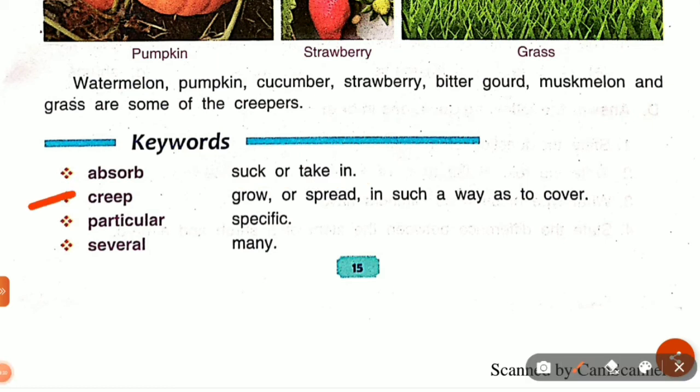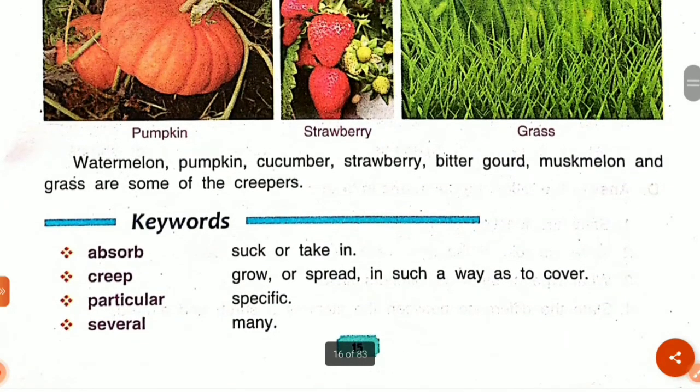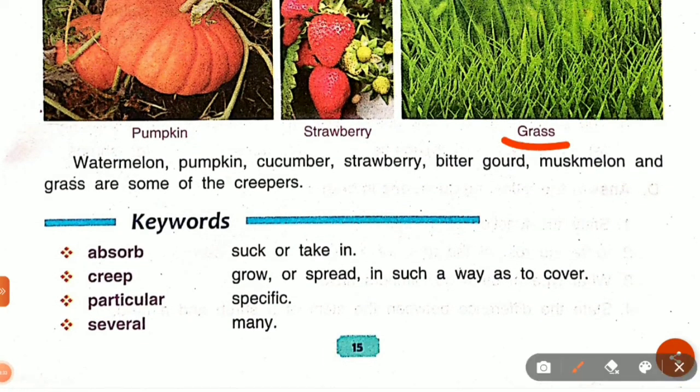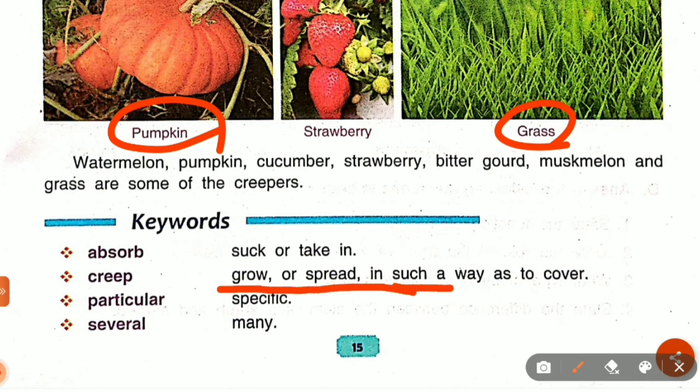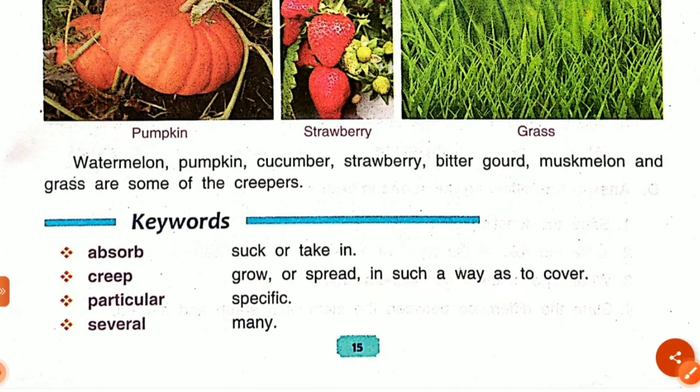Creep. Creep means grow or spread. See, grass, if you keep a small grass, it will spread over the entire ground. The same way, these pumpkin plants and all will spread on the ground. So creep means spread in such a way as to cover. What is the next one? Particular. Particular means specific. And the next one is several. Several means many. There are several kinds of plants. There are several parts of the plants. In a plant there are many parts.